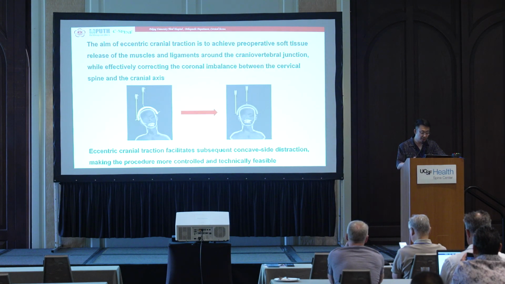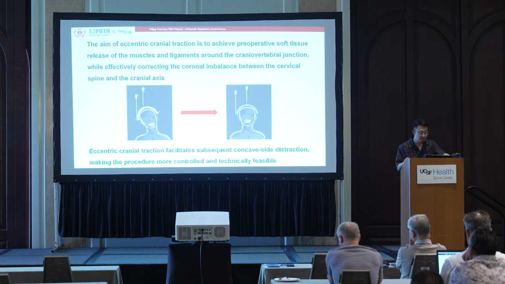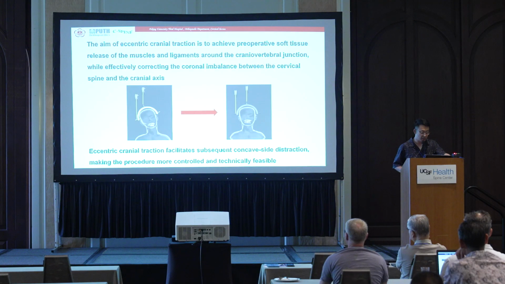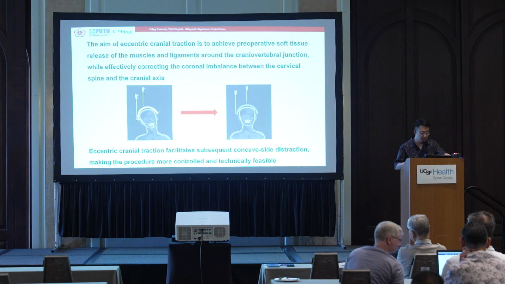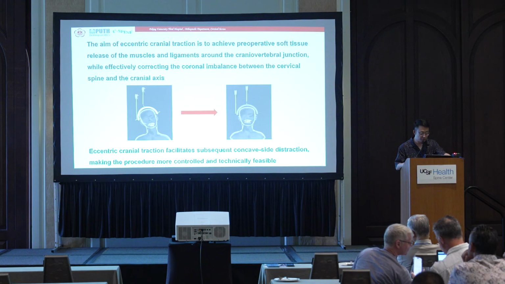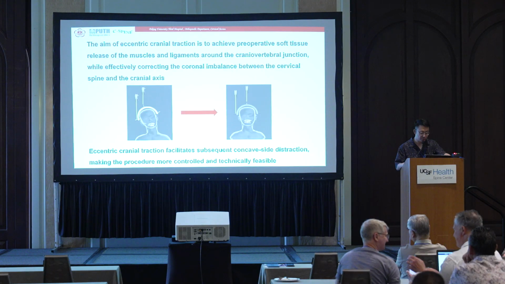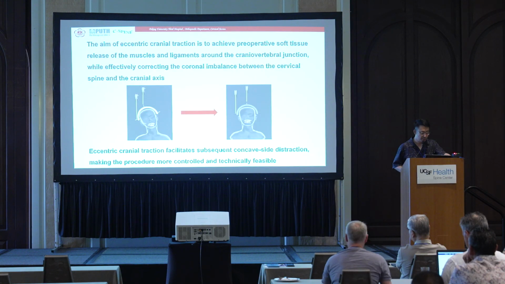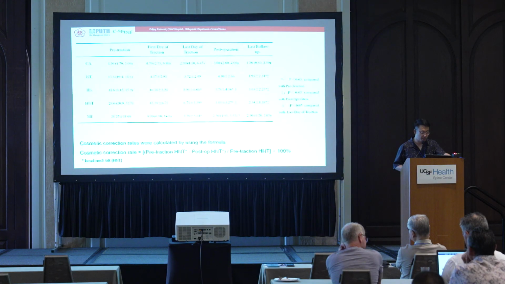The aim of eccentric cranial traction is to achieve preoperative soft tissue release of the muscle and ligament around this region, while effectively correcting the coronal imbalance between the cervical spine and the cranial axis. So the eccentric cranial traction facilitates subsequent concave side distraction, making our procedure more controlled and technically feasible.